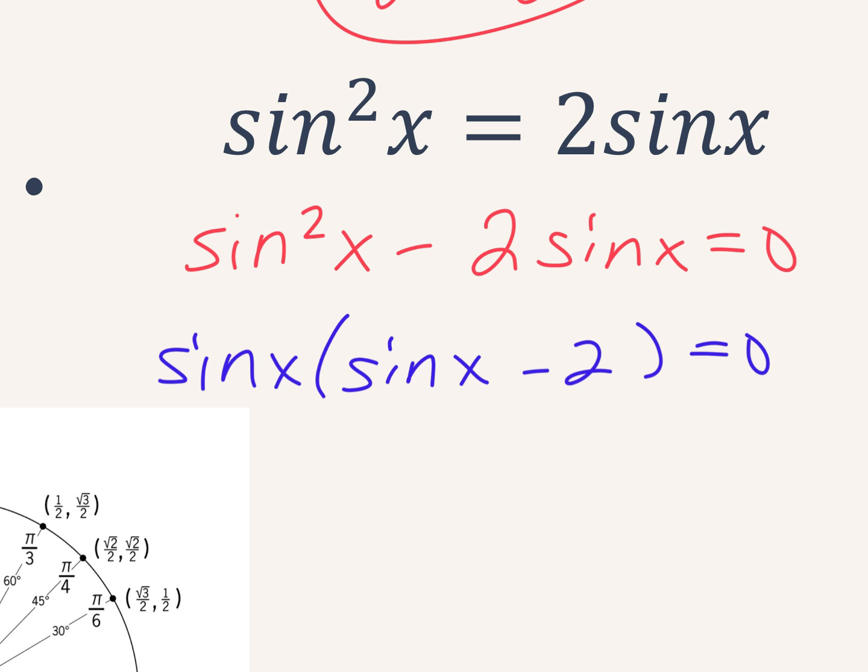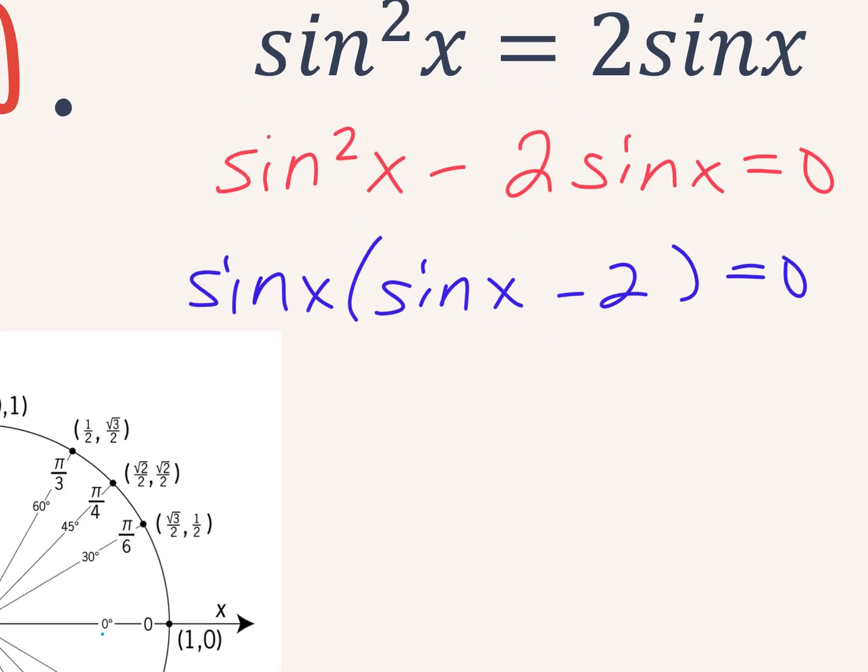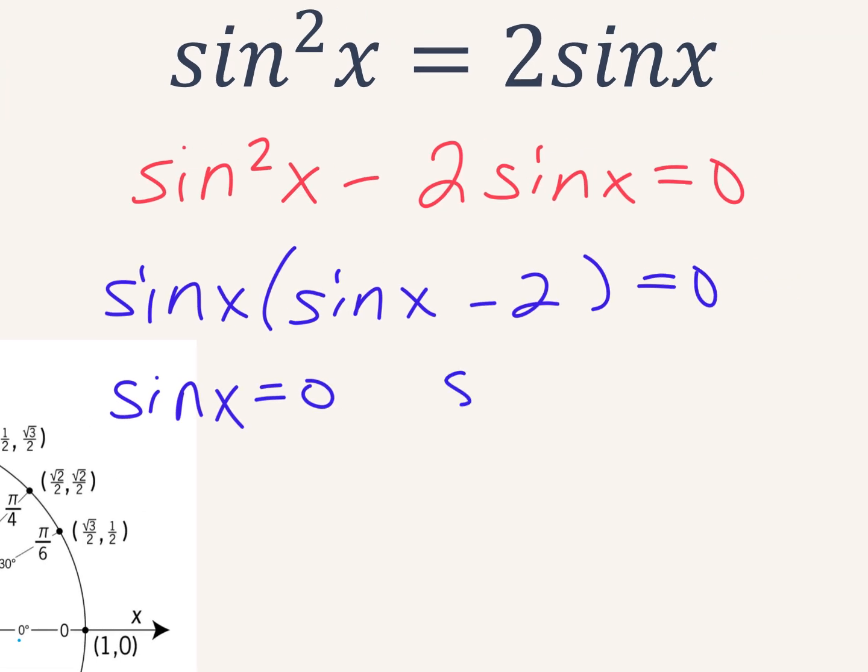Now what do I do with each piece here? Set each of them equal to 0. So sine x equals 0. And can I just say sine x equals 2? You guys okay with that? I just went ahead and solved it.